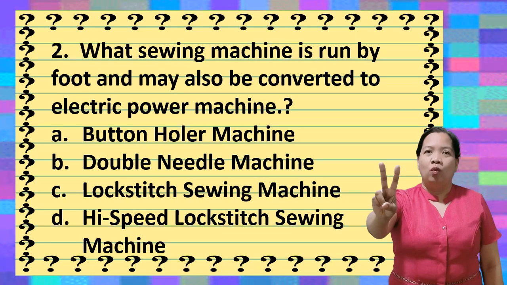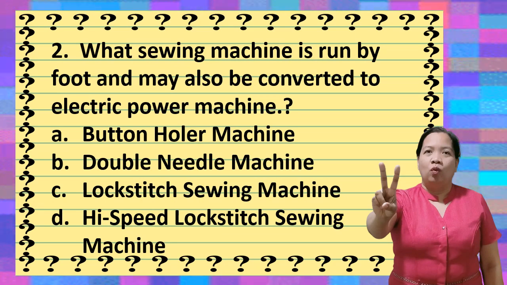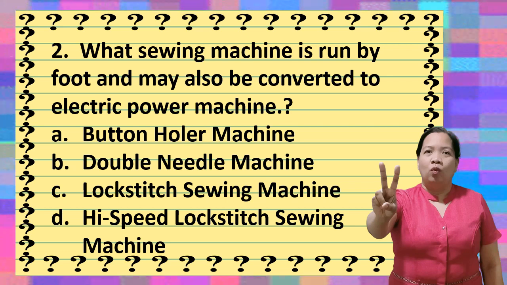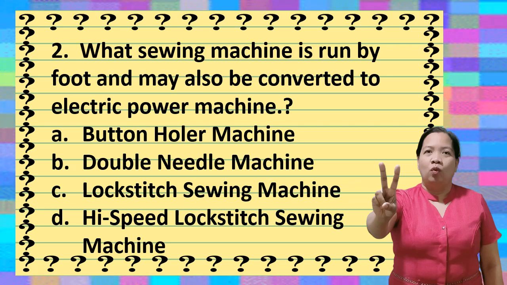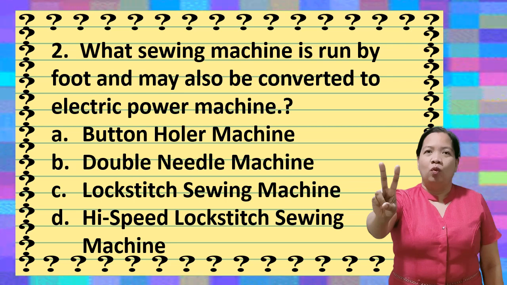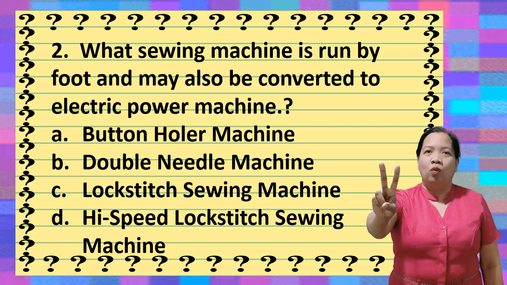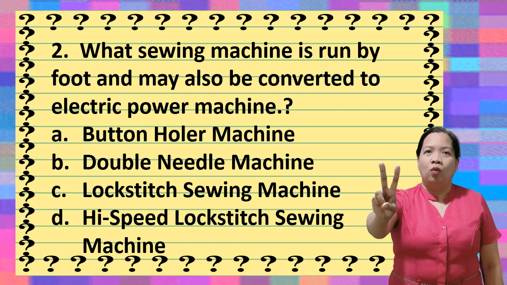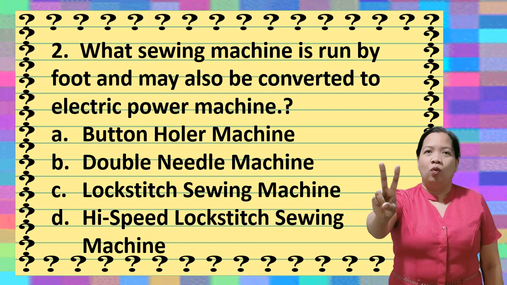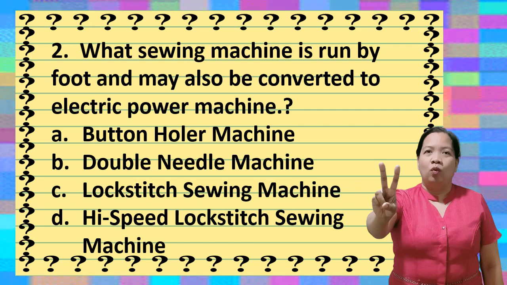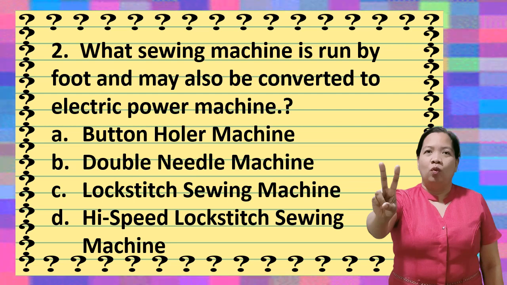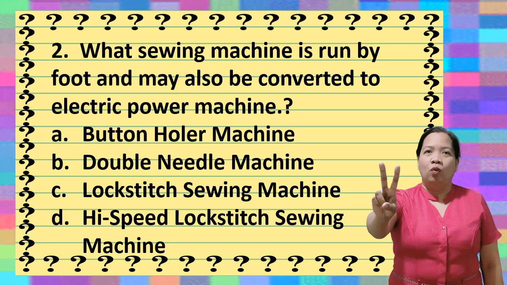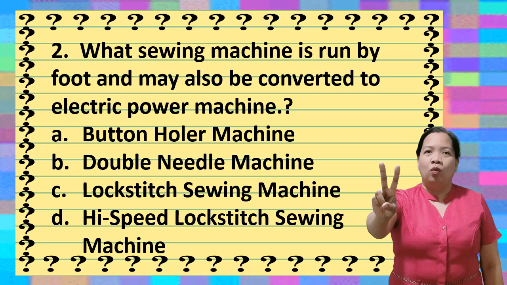Number 2. What sewing machine is run by foot and may also be converted to an electric power machine? Is it letter A, buttonholer machine? Letter B, double needle machine? Letter C, lock stitch sewing machine? Or letter D, high speed lock stitch sewing machine? What is the correct answer?